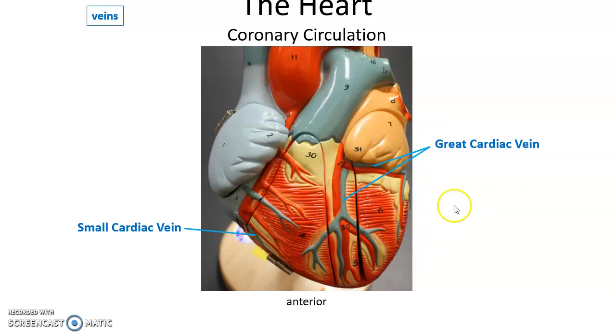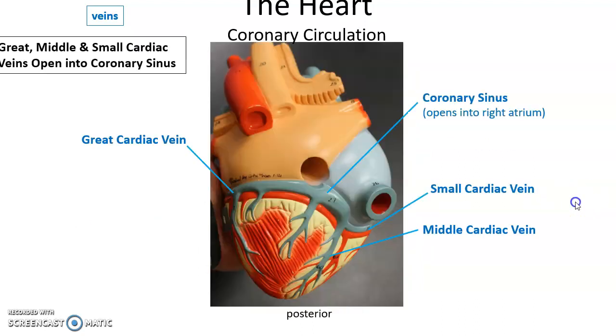So that means the blood has to be carried by veins, specifically the cardiac veins. So this vein here is the great cardiac vein. So going up the front and wrapping around the left side, that is the great cardiac vein. This smaller vein here going on the right side and wrapping around, that is the small cardiac vein.